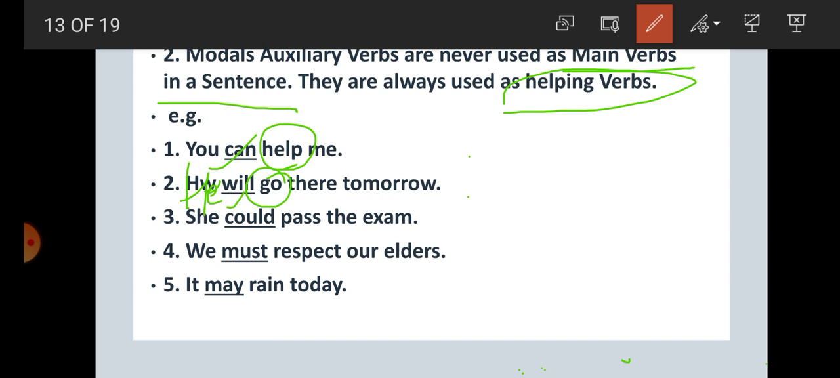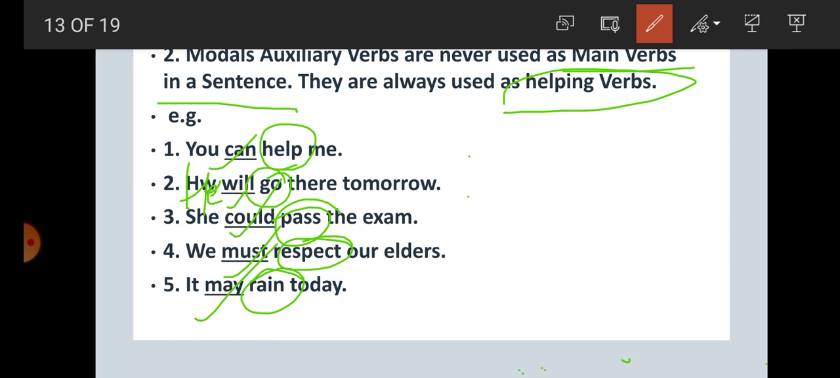She could pass the exam. Pass is the main verb and could is the helping verb. We must respect our elders. Respect is the main verb and must is the helping verb. It may rain today. Rain is the main verb and may is the helping verb.